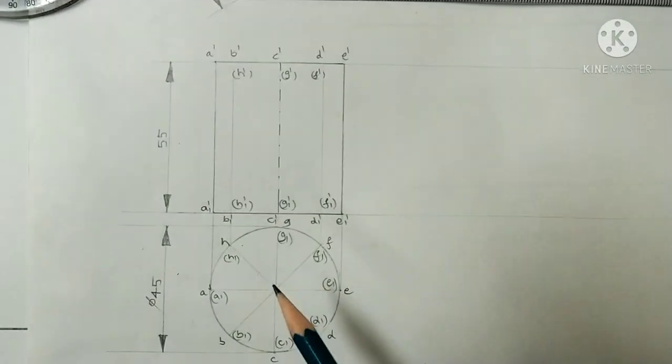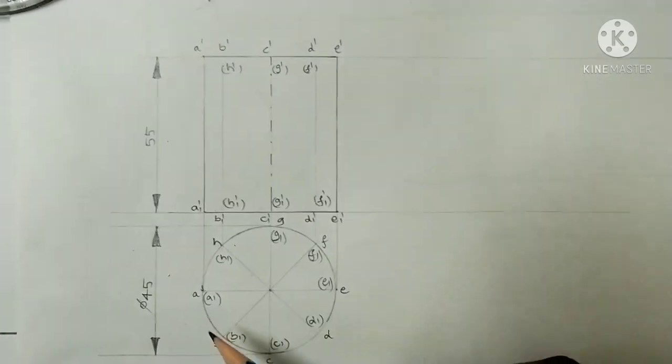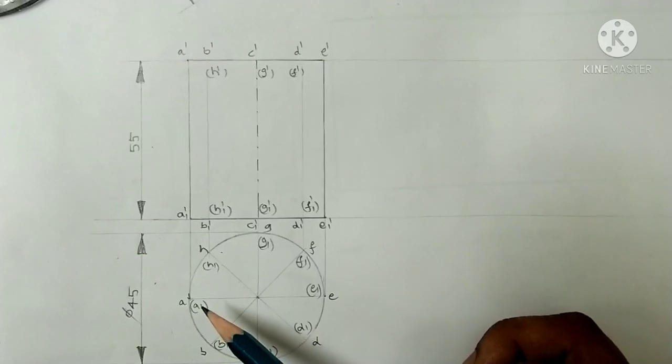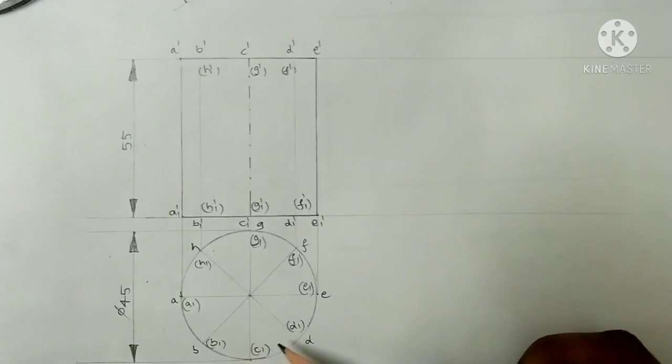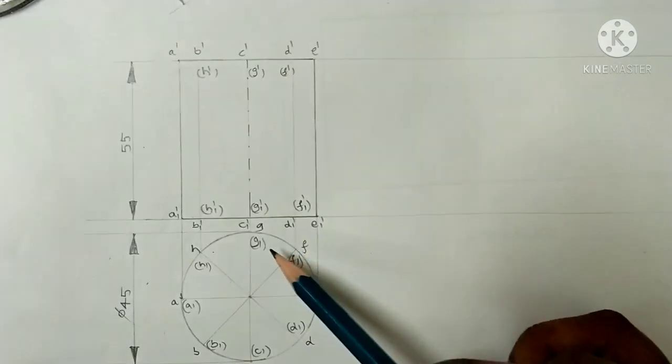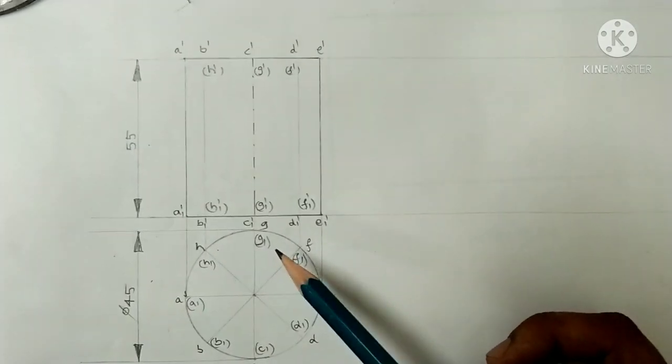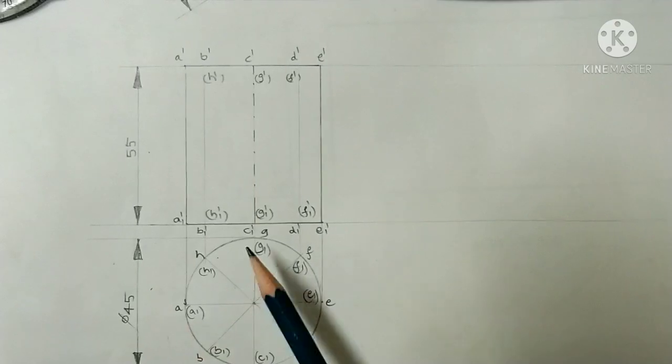Then immediately divide the circle into 8 equal parts. A, B, C, D, E, F, G, H represents the top surface, and by giving 1 to each letter we give the naming of the base. We have to keep all the base points within braces because the base surface is invisible in the top view.